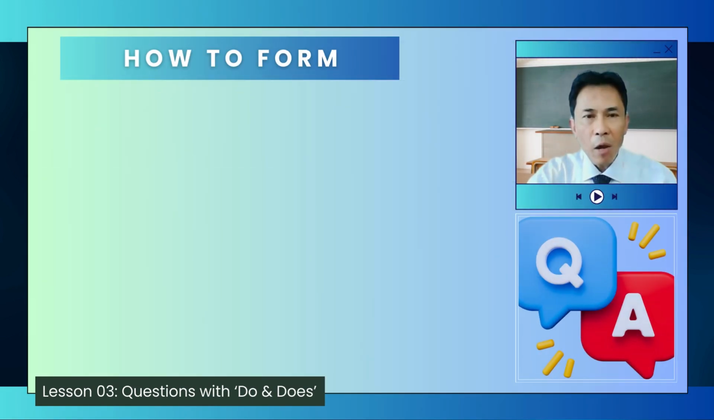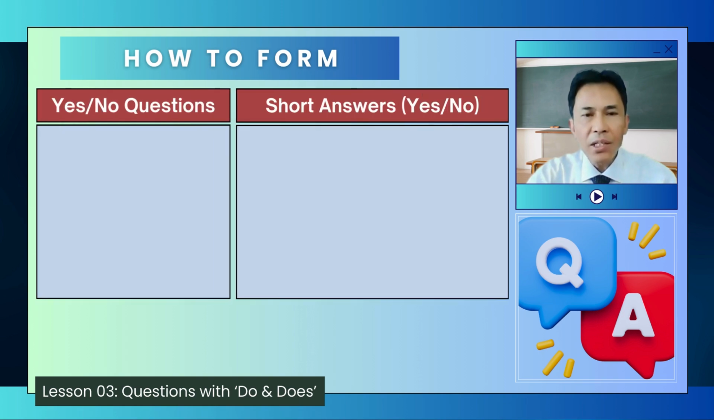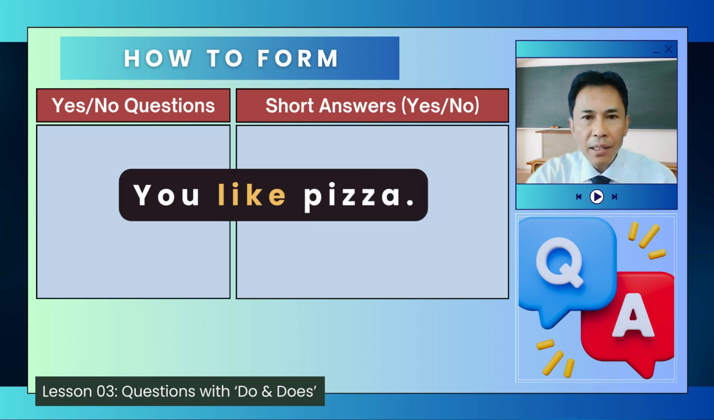Now, you know that the helping verb do or does is used to make questions in the simple present tense. And you also saw some sample questions. But how do we actually form questions with do or does in the simple present tense? Well, let's look at this chart right here. The left column is the yes no questions, and the right column is the short answers. First of all, let me give you a positive statement. For example, you like pizza.